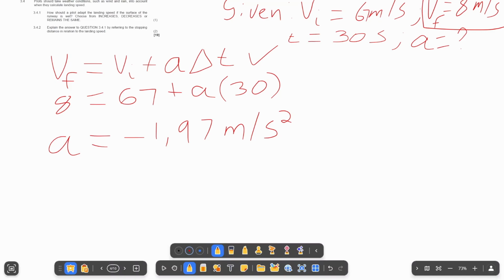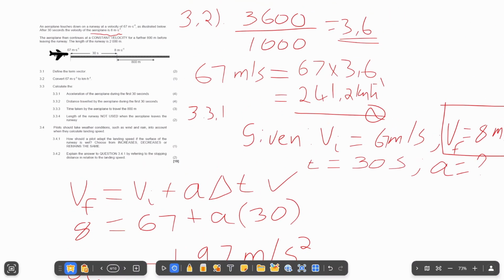It was reducing speed, which is deceleration, consistent with what we see here, right? Consistent with what we see here. See, it reduced from 80 to 65. It was decelerating.